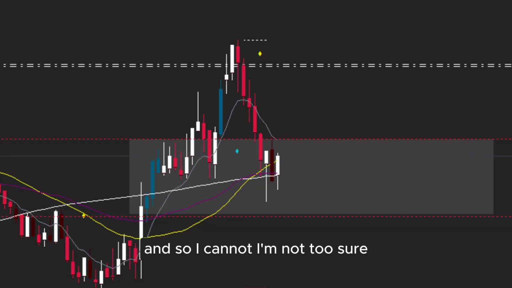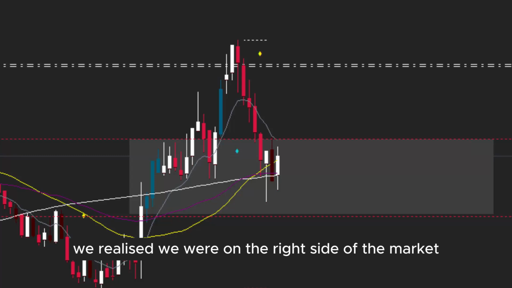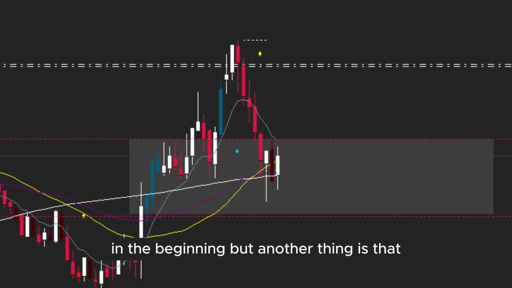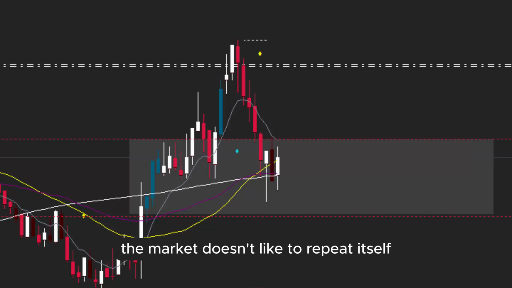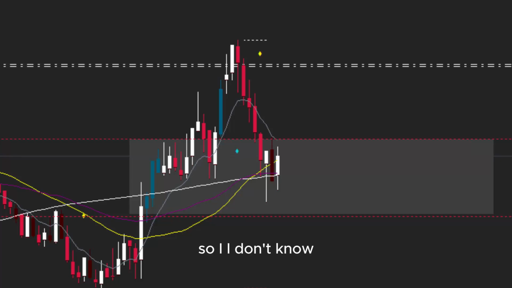And so I'm not too sure. I'm just going to stick with what we're doing at the moment. I'm not going to switch, because that's what I did yesterday. We switched and we realized we were on the right side of the market in the beginning. But another thing is that the market doesn't like to repeat itself. So it might actually be a sell signal today. So I don't know. I'm just going to have to ride this out.